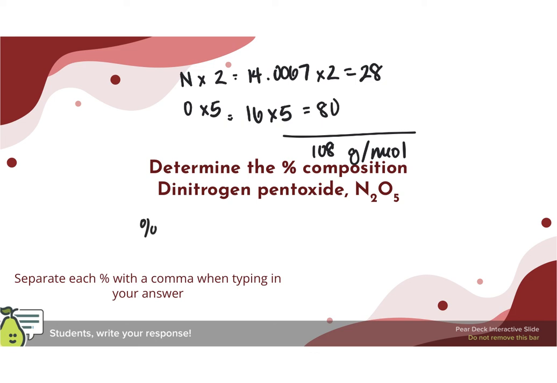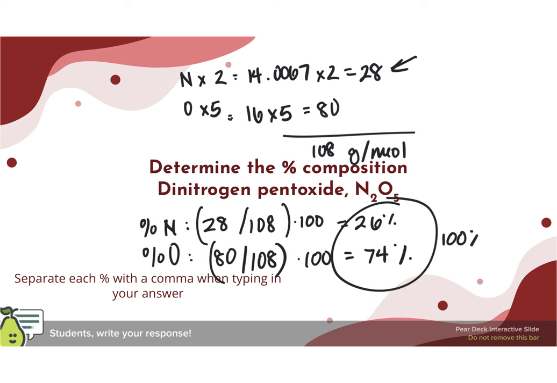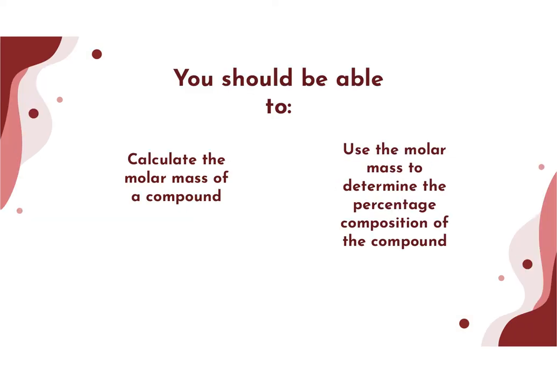So if I want to take the percent nitrogen, I'm going to take however heavy the nitrogens were from up here, divide that by the overall molar mass, and multiply that value by 100. This then gives us 26%. I'm going to do the same thing for the oxygen, 80 over 108 times 100, which equals 74%. And again, these values add up to equal 100. So that's how we calculate percent composition.